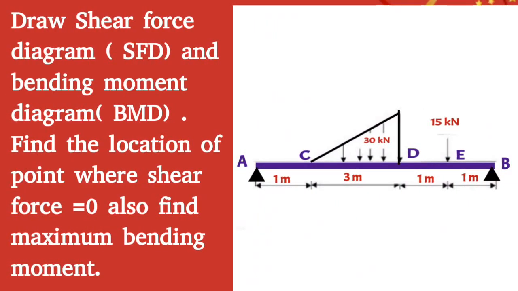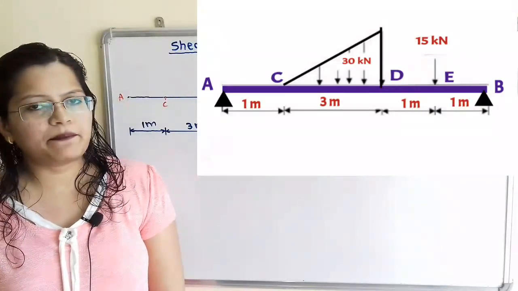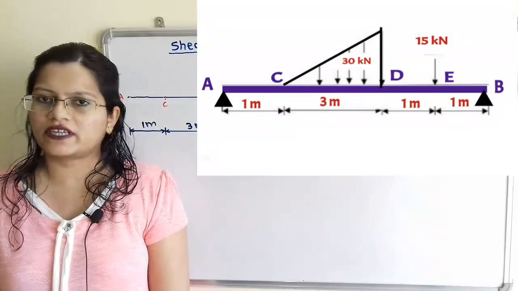Given question, draw shear force diagram and bending moment diagram. Find the location of point where shear force is 0. Also find the value of maximum bending moment. To draw the shear force and bending moment diagram, first step is to draw the free body diagram.